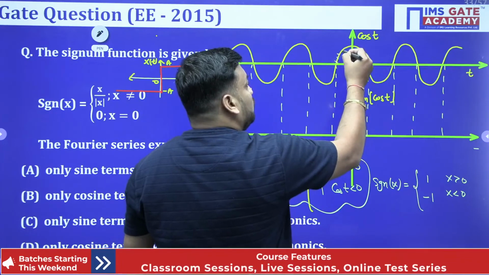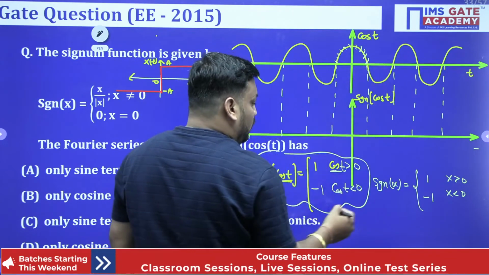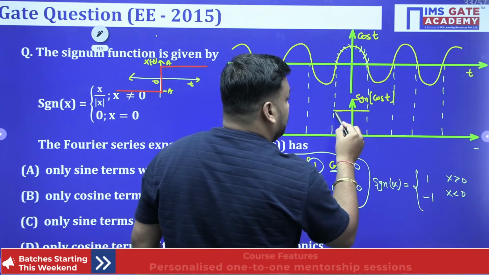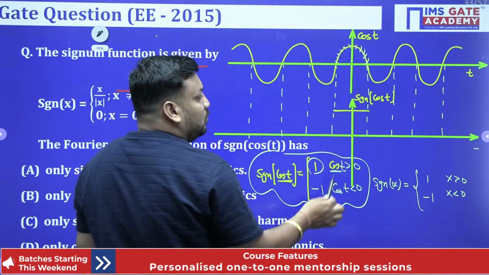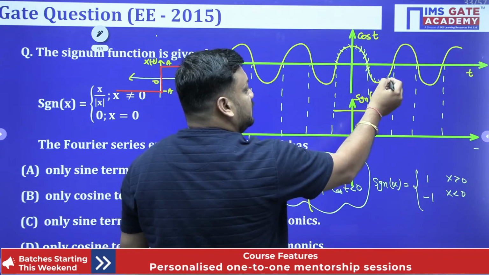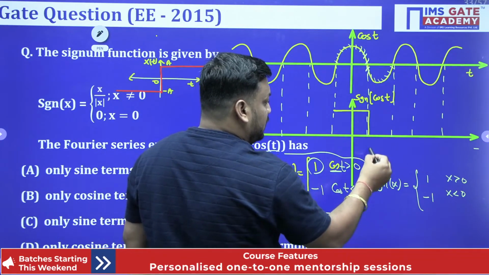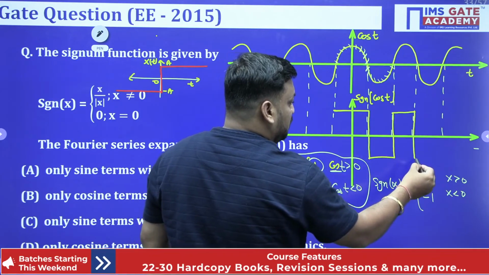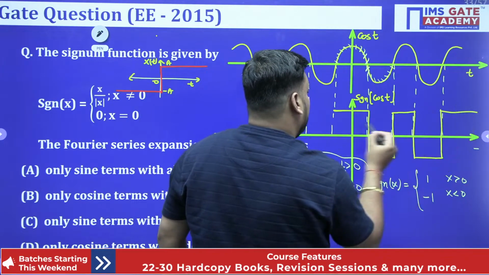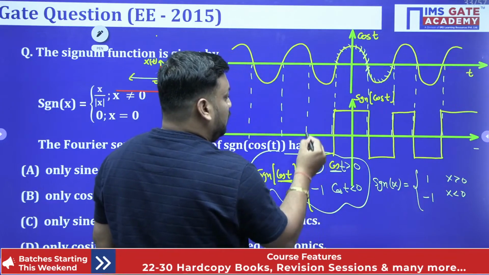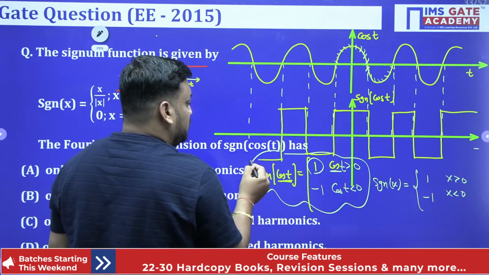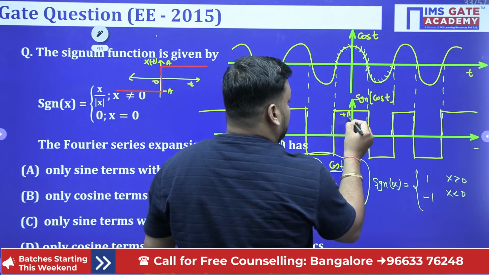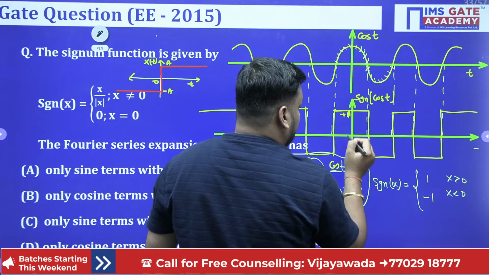at this place the cos t function is greater than 0. So for this, the signal will contain the plus 1 value. After that, whenever cos t is less than 0, the signal will contain the minus 1 value. Here also plus 1, here also minus 1, here also plus 1, here also minus 1, here also plus 1. So now you can say that the signal has plus 1 and minus 1 values.